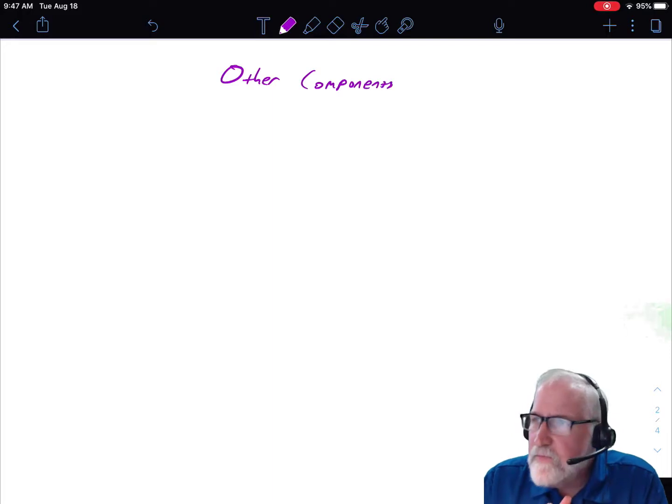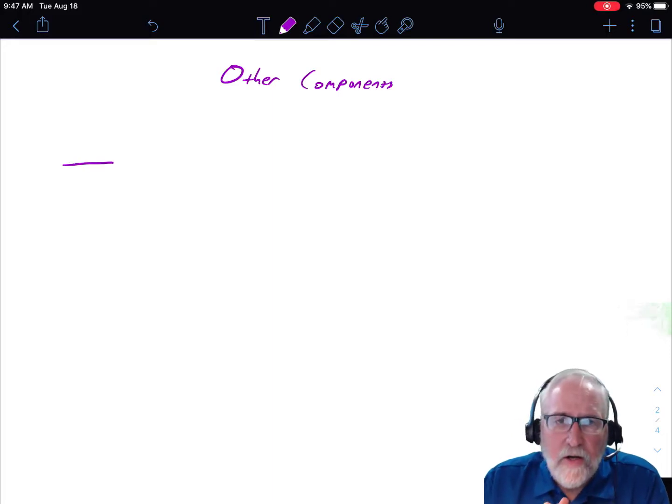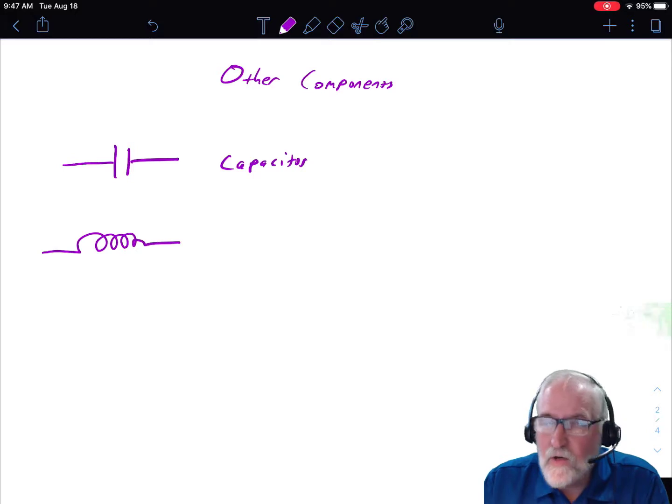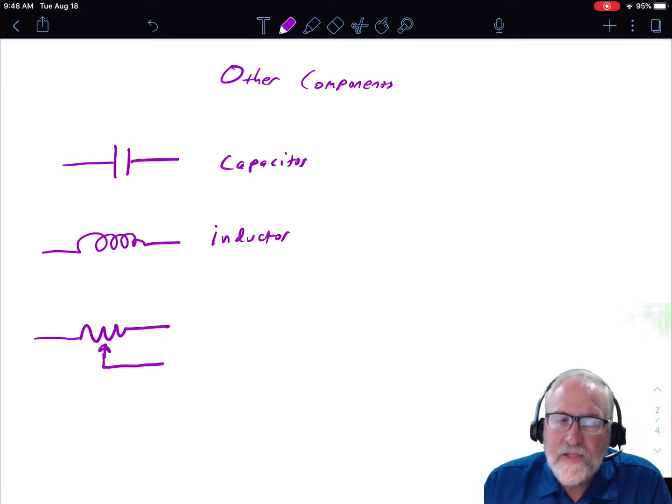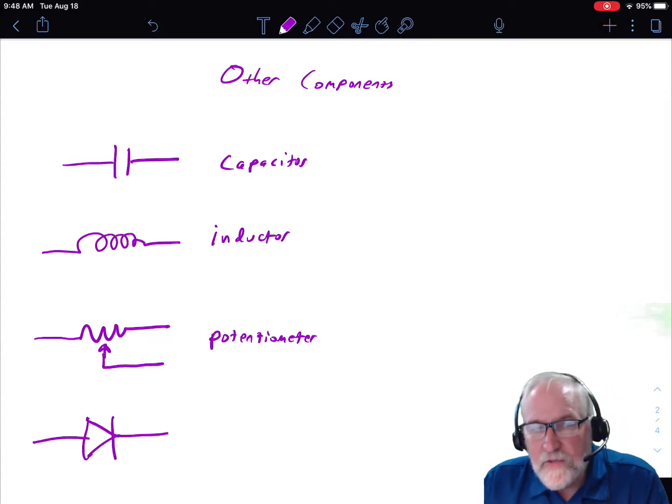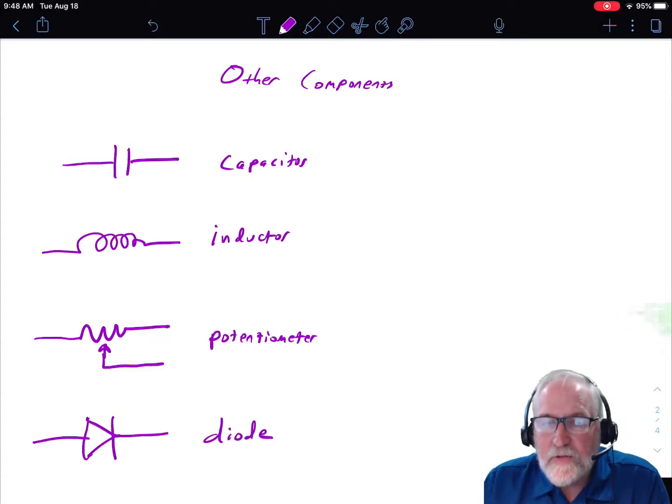Okay, other components in addition to resistors. You've seen these before. We have capacitors. We have inductors, and the inductor symbol looks like a coil of wires, and that's almost always what an inductor is, a coil of some kind. We have a class of resistors called potentiometers, which have 3 terminals on them. And I think what they do looks a lot like that. And then there's diodes.